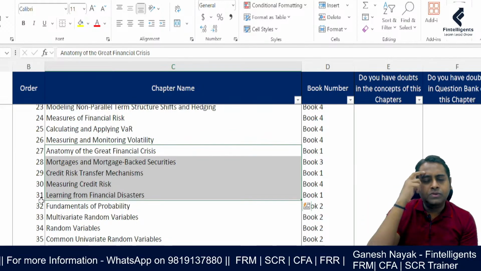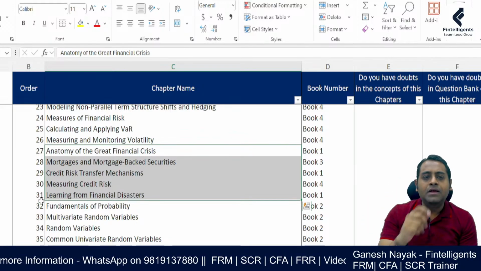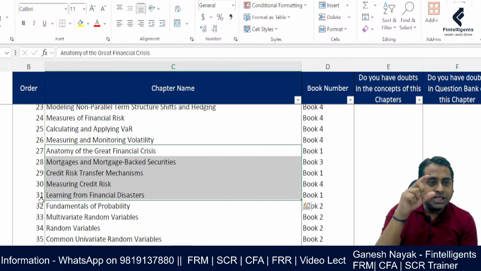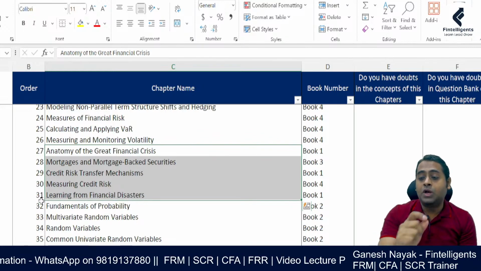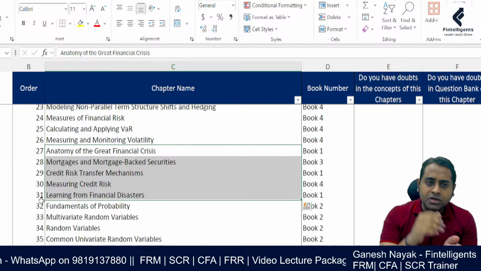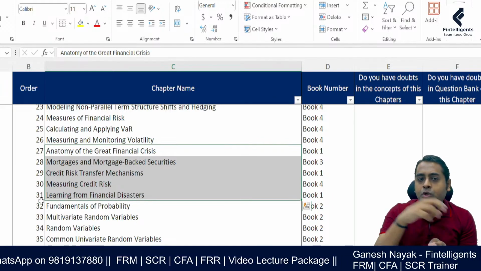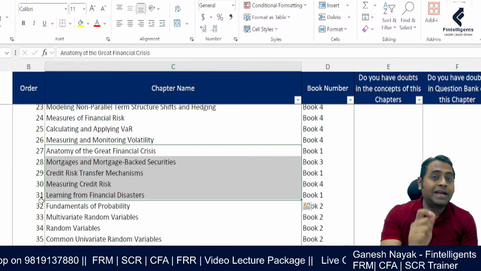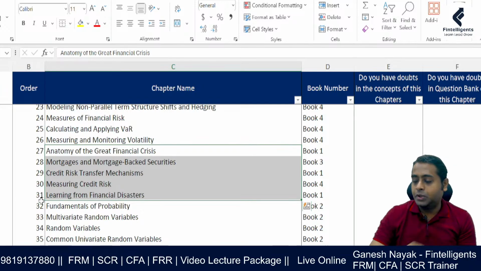Take a break, do some quick revision and all of that. Make some notes if you want. But these 5 chapters have to be done in one go. Now, some of the chapters are from book 3, book 4, and book 1, but you should be doing them together because they're connected to each other.